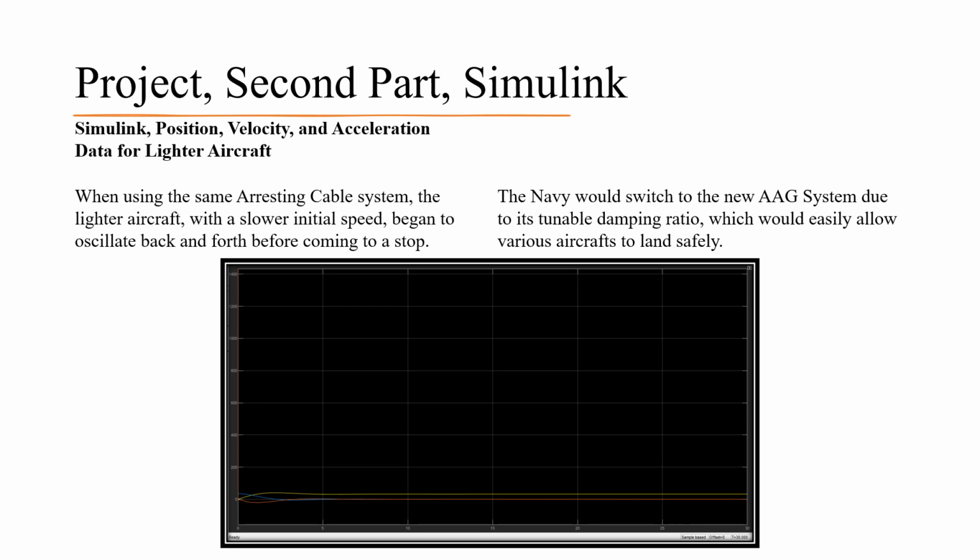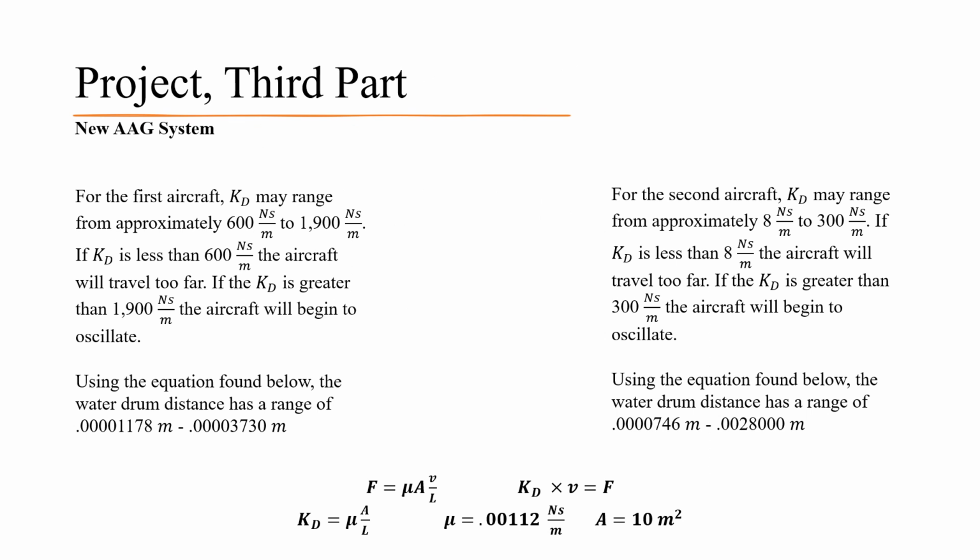Because of situations like this, it makes sense that the Navy would switch to the new AAG system, due to the fact that its tunable damping ratio would easily allow various aircrafts to land safely. For the first aircraft, the KD may range from approximately 600 to 1,900 newton-seconds per meter. If the KD is less than 600, the aircraft will travel too far. If the KD is greater than 1,900, the aircraft will begin to oscillate.